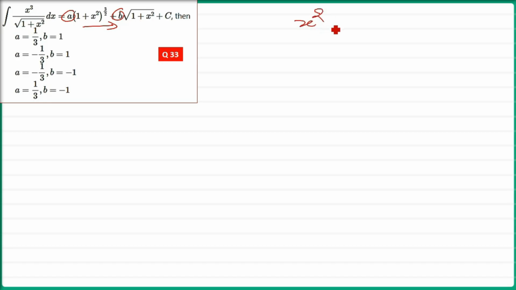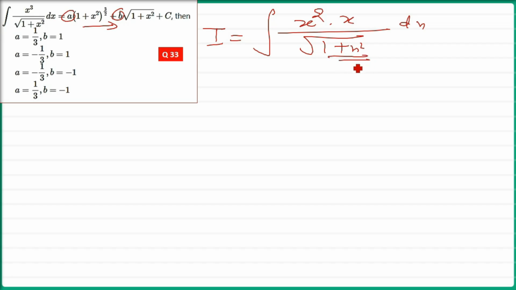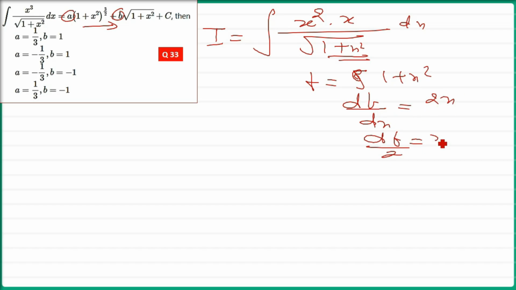So this x cube can be written as x square into x. Integration is already there. Denominator we have under root 1 plus x square dx. 1 plus x square can be taken as t. When we take t equals 1 plus x square, dt by dx will give you twice of x. That means dt by 2 has become x dx.